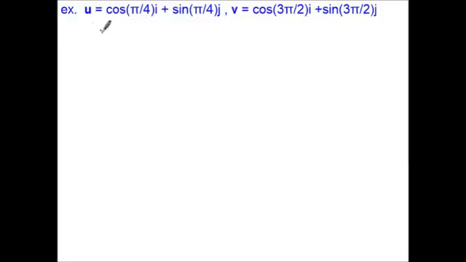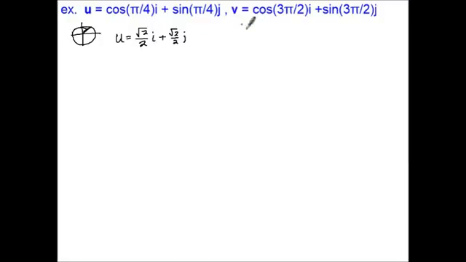Okay, so first things first, cosine pi over 4, let's clean that up. Being the masters of trig that we are, the cosine of pi over 4 is simply going to be root 2 over 2. Likewise, sine of pi over 4 is also root 2 over 2. So what I can do is turn my u into something a little more user-friendly: root 2 over 2 i plus root 2 over 2 j. That's a little nicer looking.